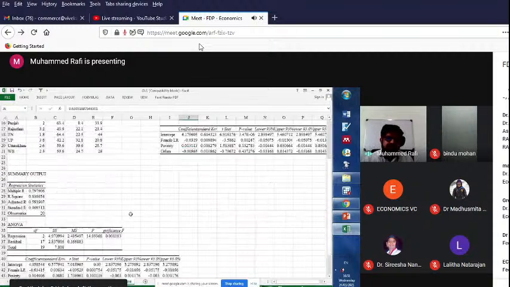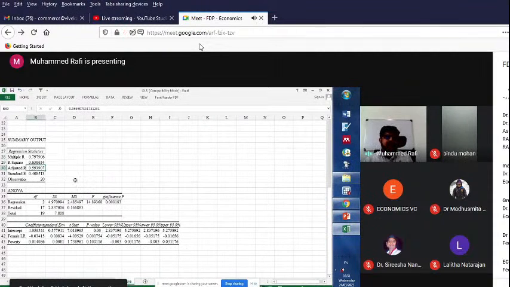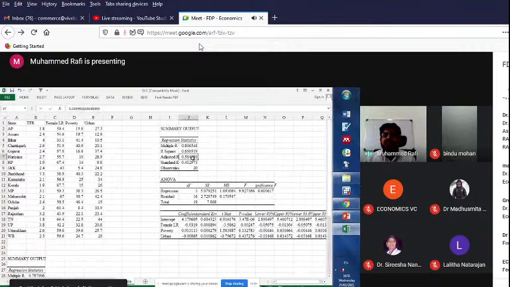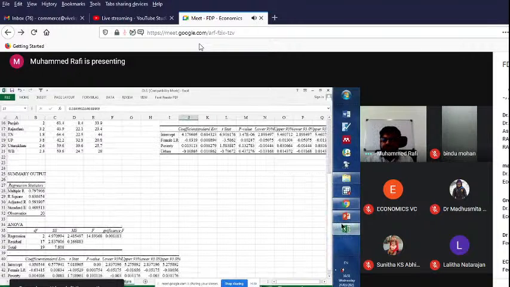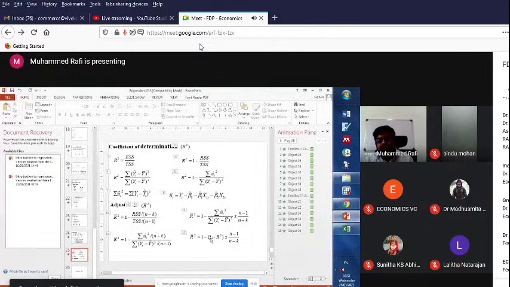So here you can see in the first case, the adjusted R square is 0.59. And in the second case, the adjusted R square is 0.58. So you can compare two models using the R square, and if it is a multiple regression model, you can compare using the adjusted R square, which adjusts for the degrees of freedom. So the adjusted R square you calculate using this equation: 1 minus R square times n minus 1 divided by n minus k. That way you can calculate.